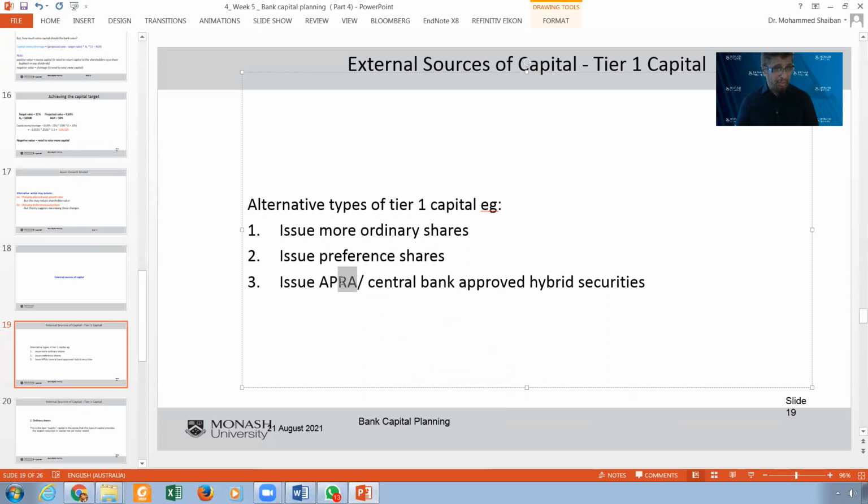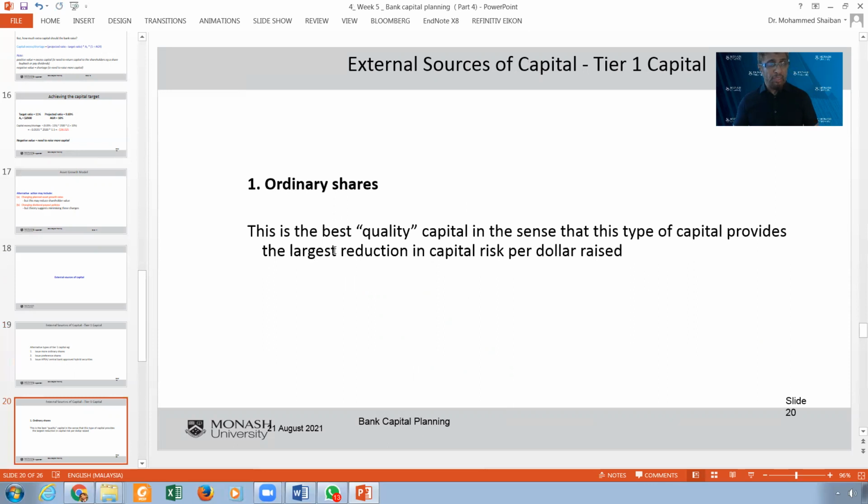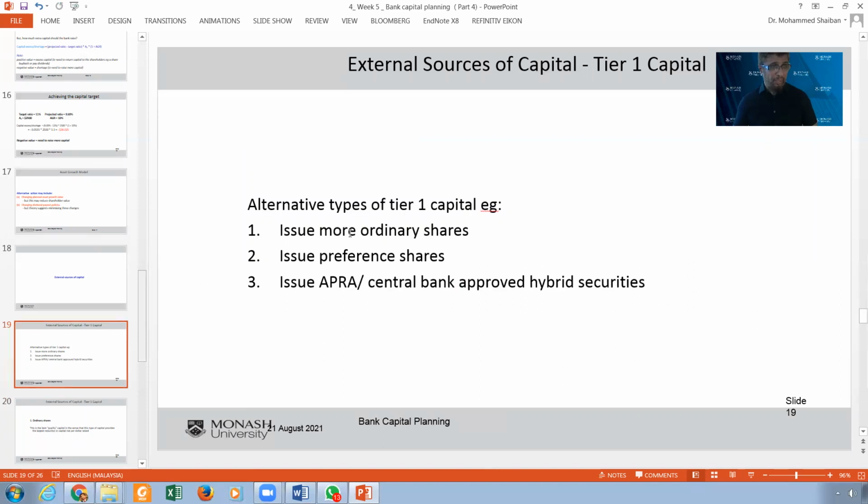This is the Australian regulator. So we can talk about the hybrid security. But what are hybrid securities? That security which I take as a debt, but if I'm not willing to pay or cannot pay, I will not pay it. And in this case, I can change it to equity. So this is the best quality. Let's talk now about each one of them and explain them.